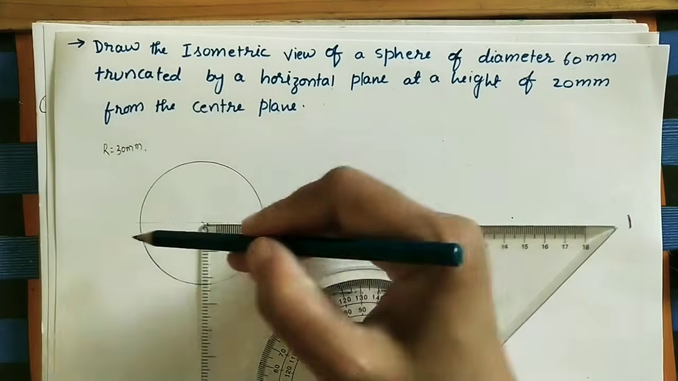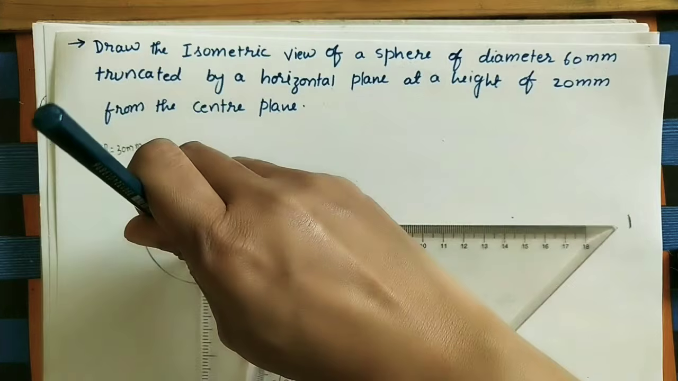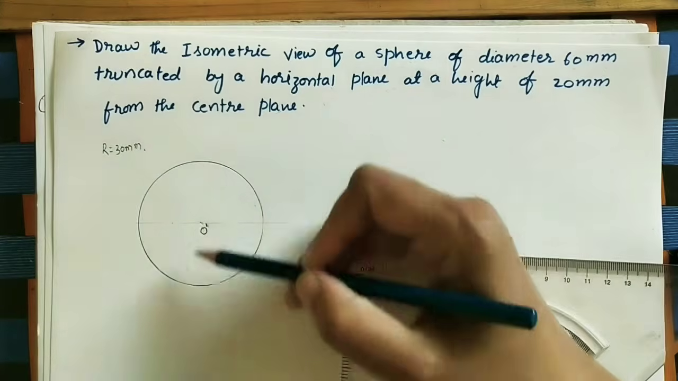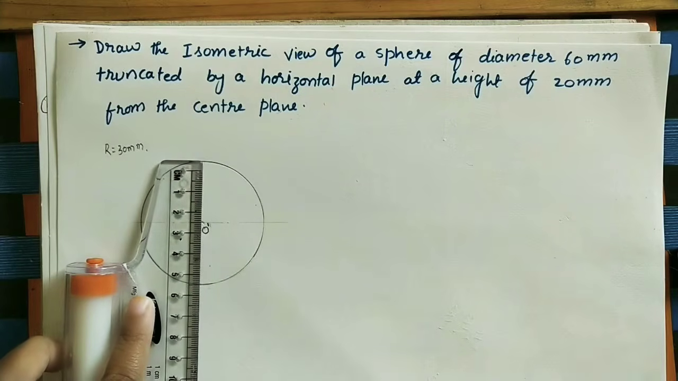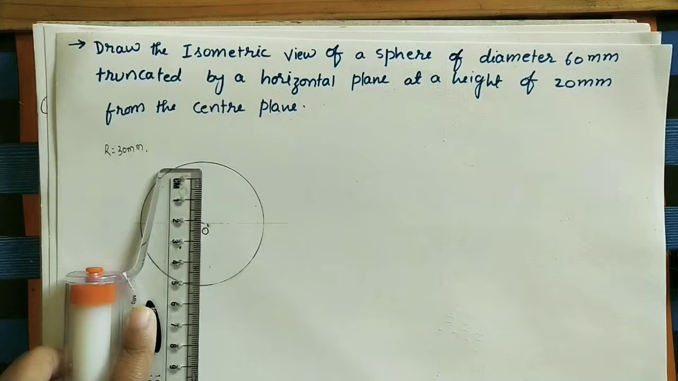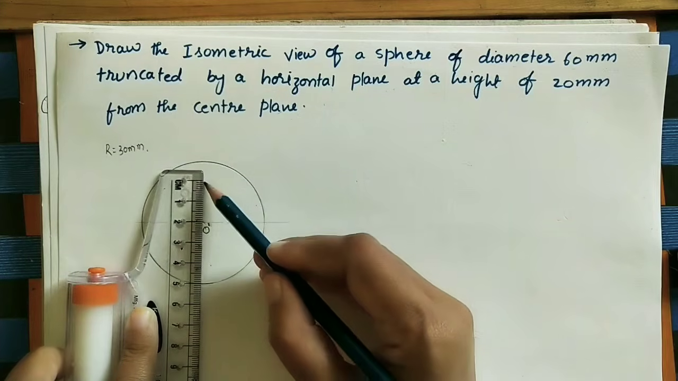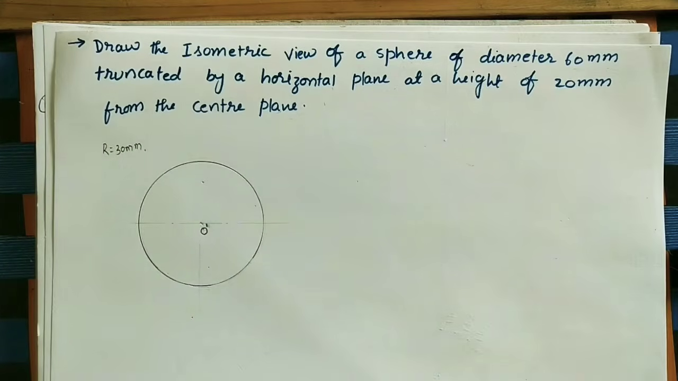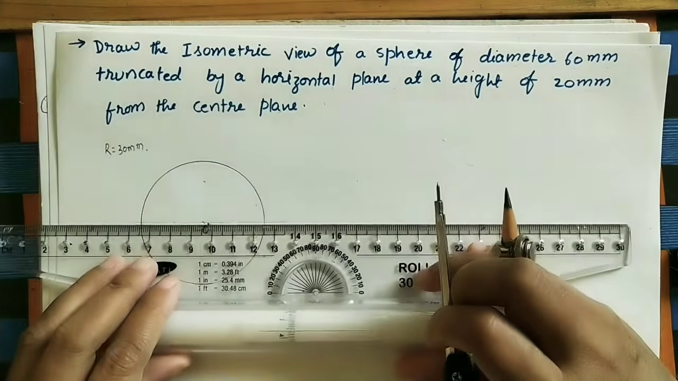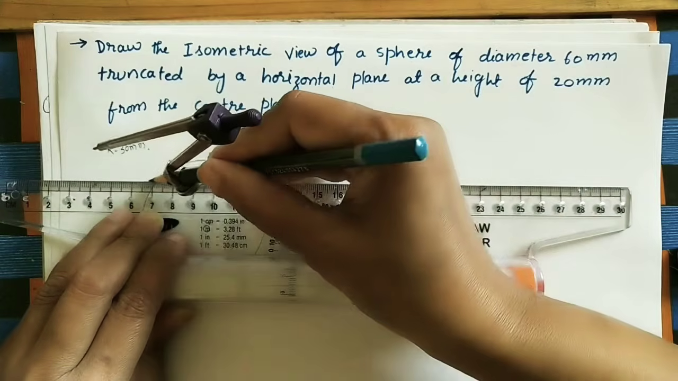So this is a horizontal line. Vertical line is 90 degrees. By using this protractor, I am taking the vertical line in this direction, through the center. So 20 mm distance from the center. I am taking one plane here, the horizontal plane. Let us take this as the reference line and move the scale up to here. Just do the horizontal plane.